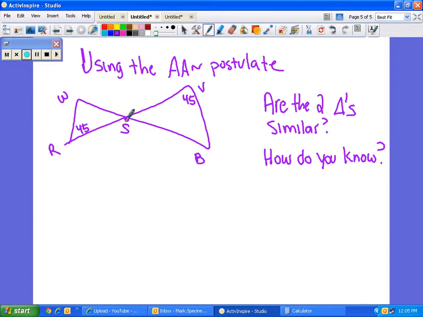Oh God. Bill. It's WSR and BSA. Vertical angles, for those of you who are causing me to cringe, vertical angles are opposite each other. Yeah, Tyler. Don't even try it.